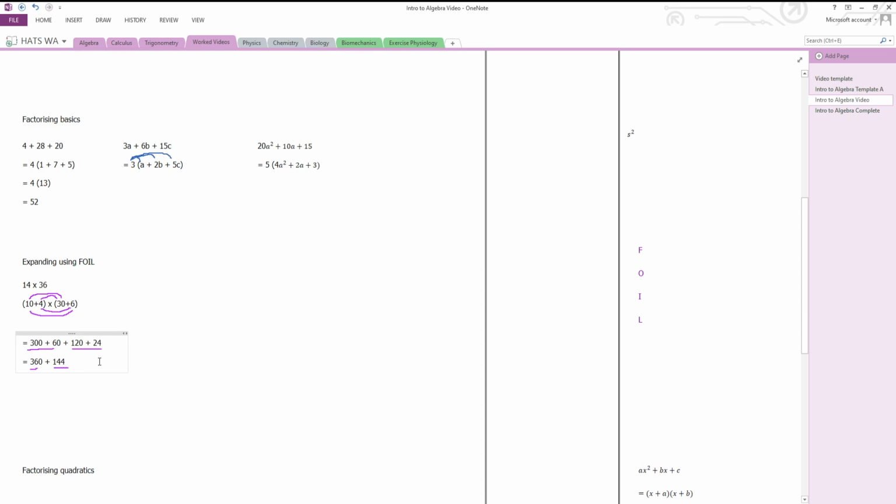And then finally here we would end up with 504. 360 plus 144, 504. You can check that on a calculator to make sure that that's correct, but this shows you that the FOIL method works. Now we're going to be using it with some algebra. So 2a plus 5 multiplied by 4a plus 8.